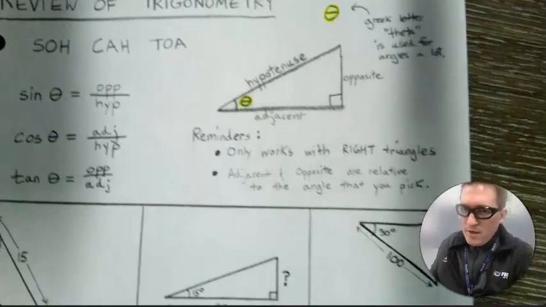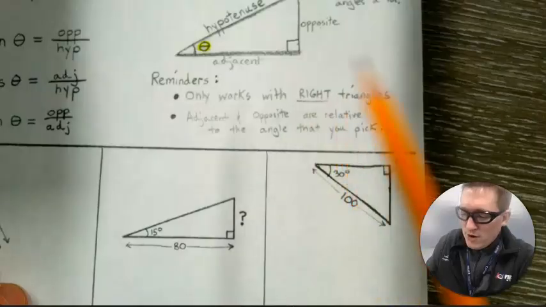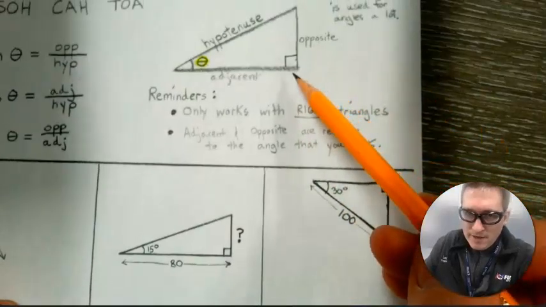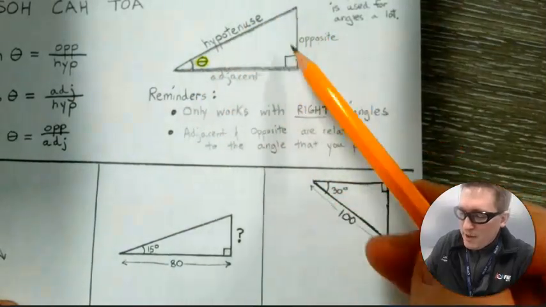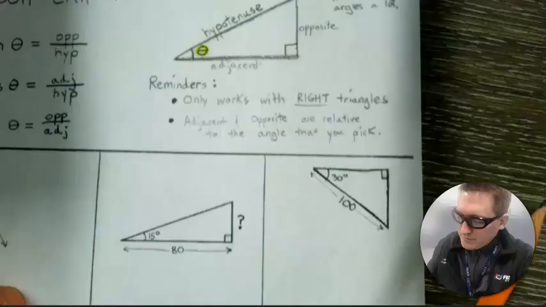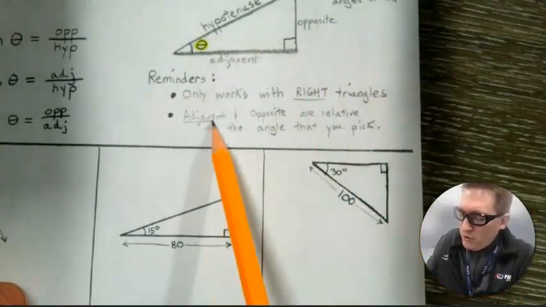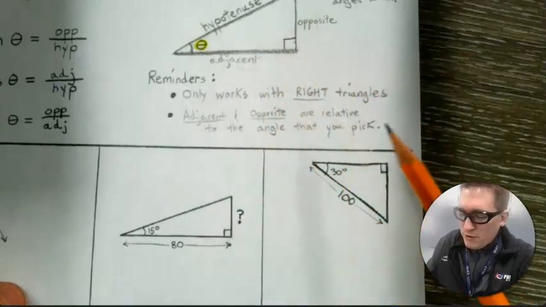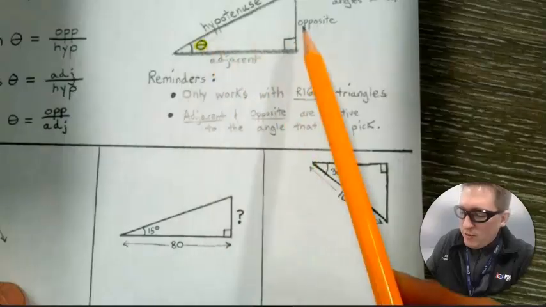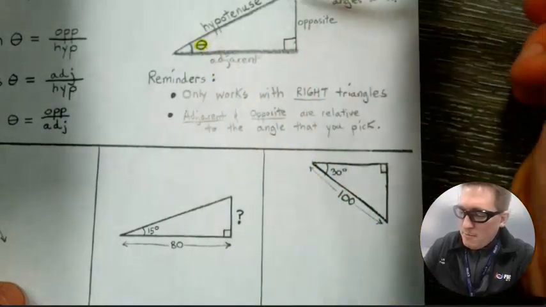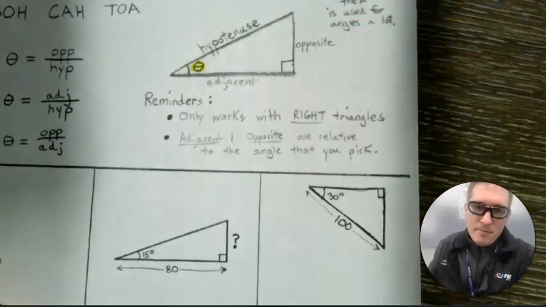But before we do that, I must remind you that all of these tricks only work with right triangles. One of the angles has to be a 90-degree angle, and the longest length is the hypotenuse across from the 90-degree angle. And remember that adjacent and opposite, those names for those legs, are relative to the angle that we pick. So for this angle, this is the opposite side. But if I were to choose the upper angle, the adjacent becomes the opposite.